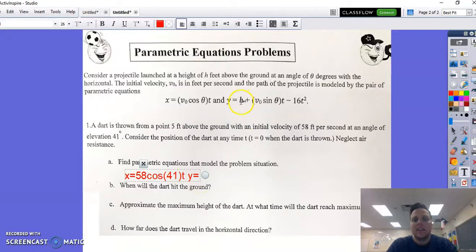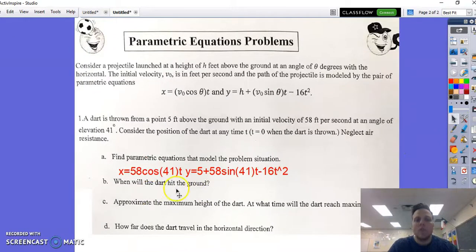Now I need to do my verticals. That's y equals, it says h, which is my original height, which in this case tells me from 5 feet above the ground. So 5 plus, and then we look here, and it says v naught times sine theta times t. Well, v naught's my original velocity, which in this case is 58. Sine, all right. Now I need to put in my theta. Well, they give me my theta. It's 41. So 41 times my parameter t, minus 16t raised to the second. Now you'll notice I did a little caret sign here to the second. That's because I'm typing this out. So if I was writing it out, I'd put a superscript 2 right here. Okay? So that is part A.